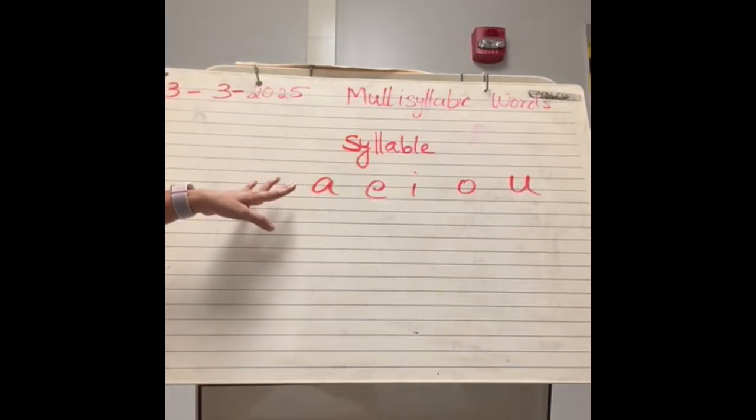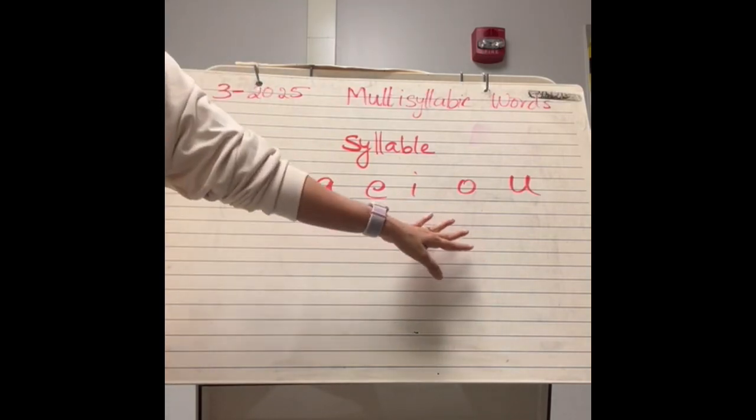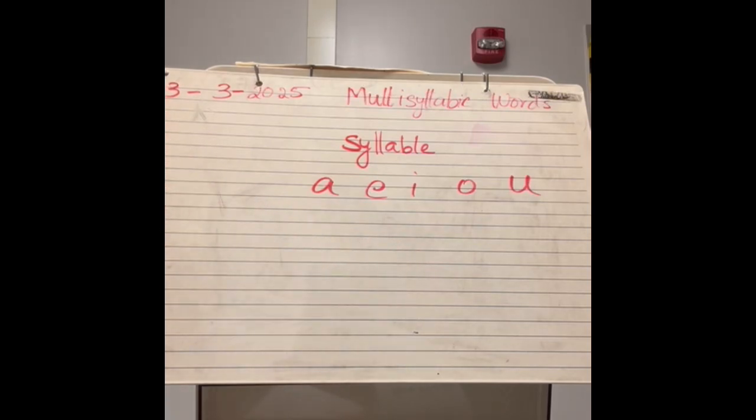Awesome. So now that you know the short sound and the long sound of the vowels, you are good to go to read all the big words now. Okay. So now we know all the vowel sounds. Now let's move to know the different syllable types.